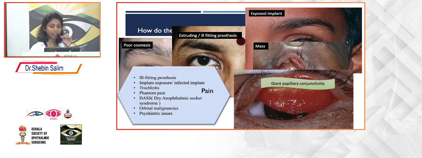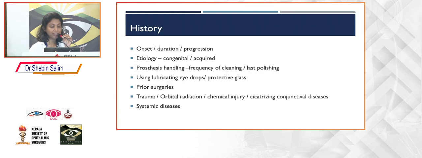Pain can be due to a variety of reasons including ill-fitting prosthesis, implant exposure or infected implant. There can be trochleitis because of the prosthesis or the orbital implant pressing over the trochlear region. Could be a phantom pain or a dry anophthalmic socket syndrome. Could be a recurrence of the orbital malignancies or, if we cannot find any etiologies, could be because of psychiatric issues also.